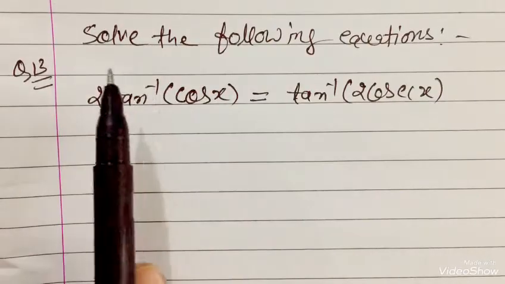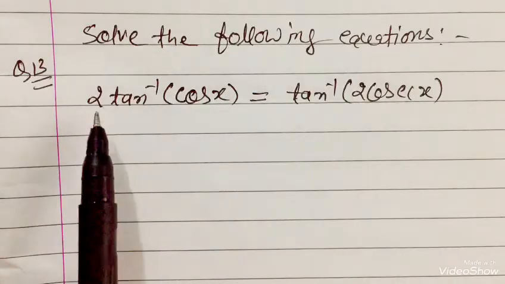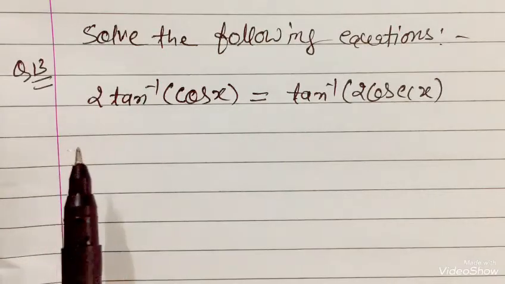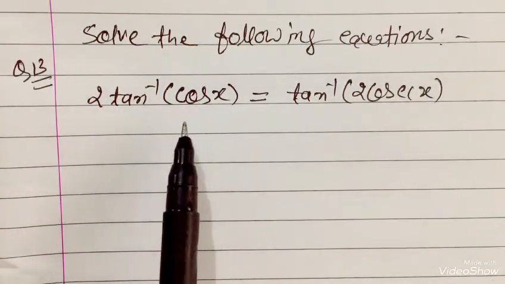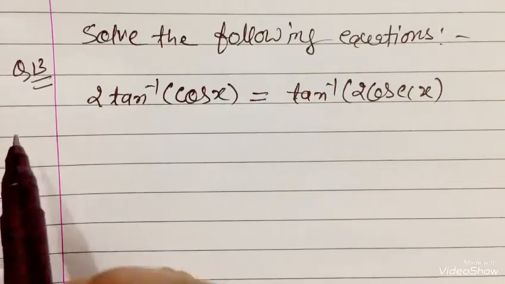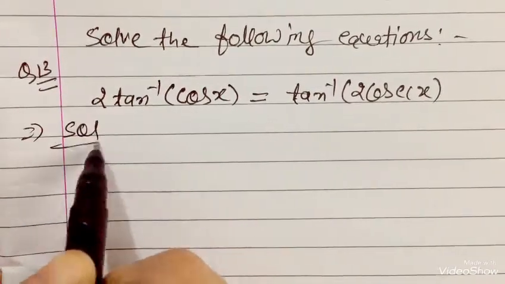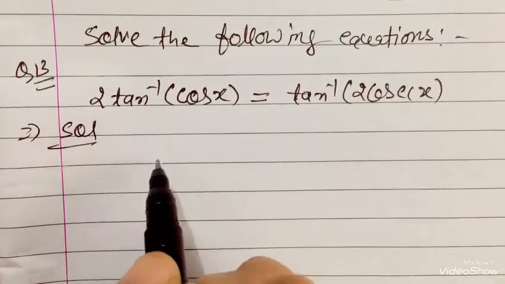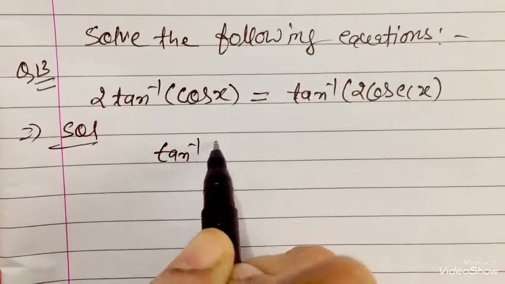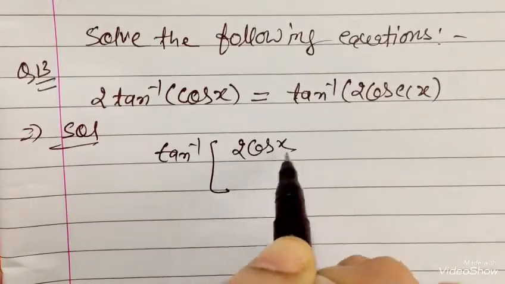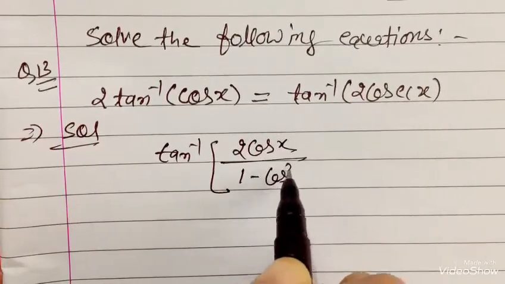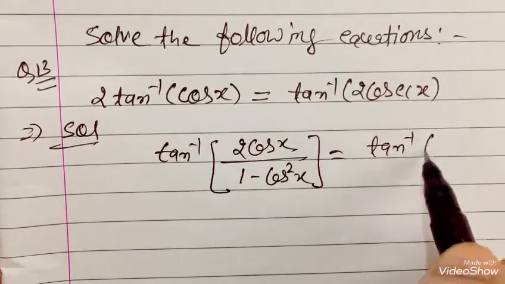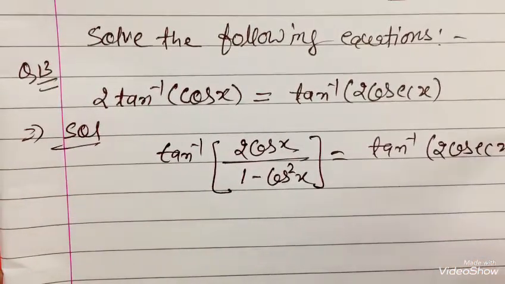The next question is: solve the following equation. 2 tan inverse cos x is equal to tan inverse 2 cosec x. To solve the equation, students, we have to find the value of x. So first, here I am applying the formula for 2 tan inverse x. So it is tan inverse 2 cos x over 1 minus cos square x, and write the right side as tan inverse 2 cosec x.